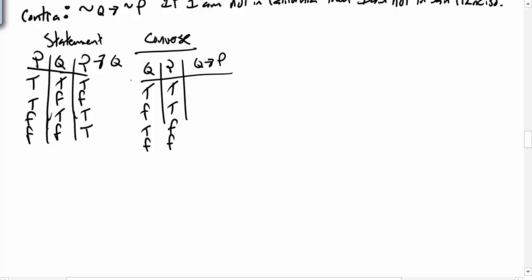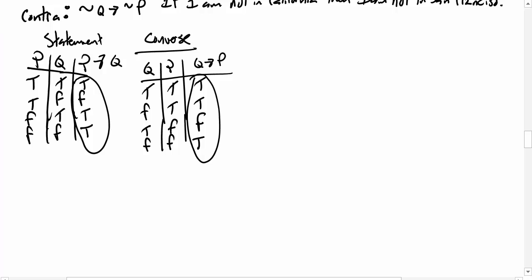Okay, so where's this one false? Well, it's false anywhere where the initial statement, the if, is true and the conclusion is false. So that's false right there. Everything else is the same. Now, take a look at those truth values. They don't match. So a statement and its converse are not logically equivalent to each other. Okay, inverse. Inverse is not P and not Q.